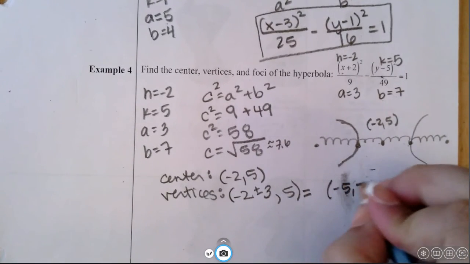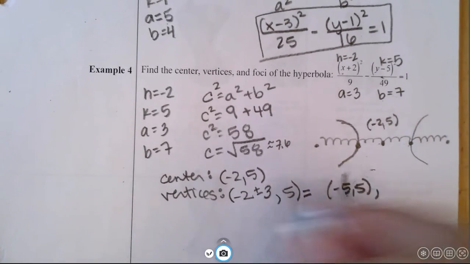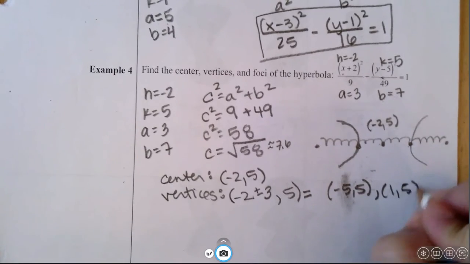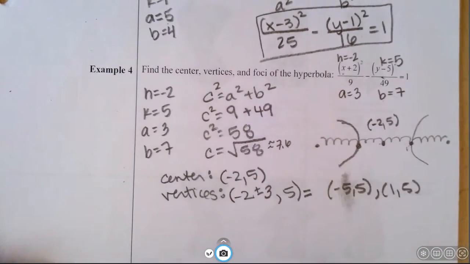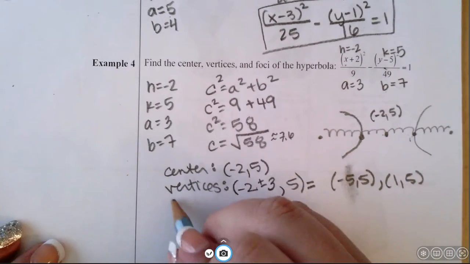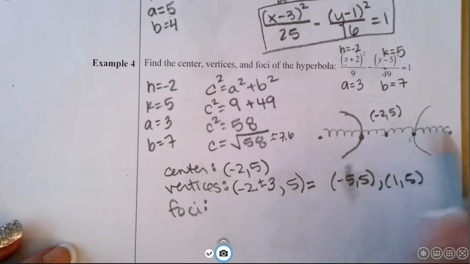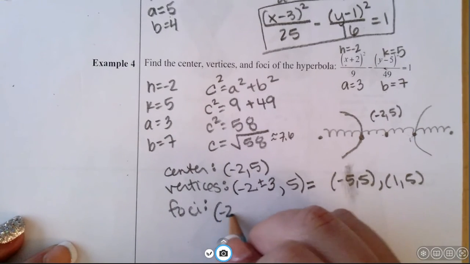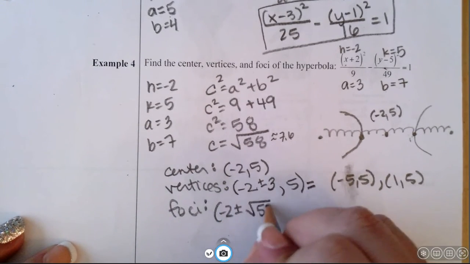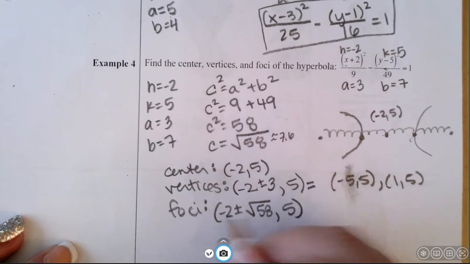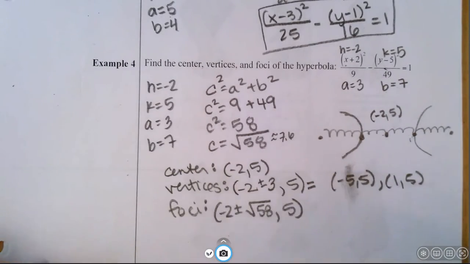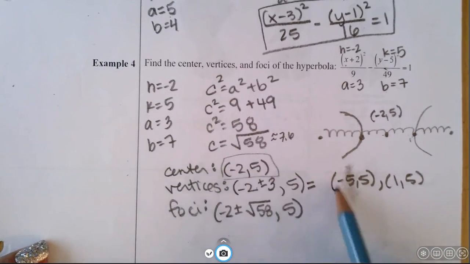-5, 5, and 1, 5. And then the foci. The foci are the square root of 58 units to the right and to the left: -2 plus or minus the square root of 58, 5. I can't simplify that even if I split it up. So there's my answers.